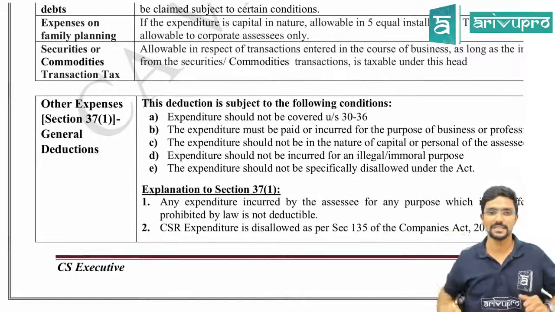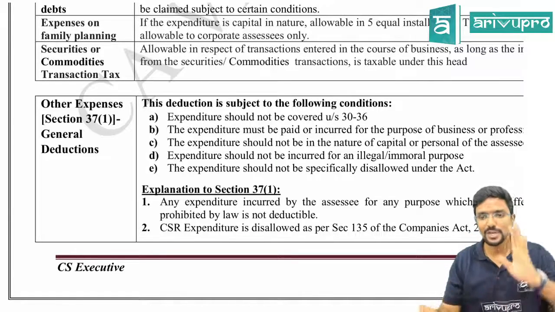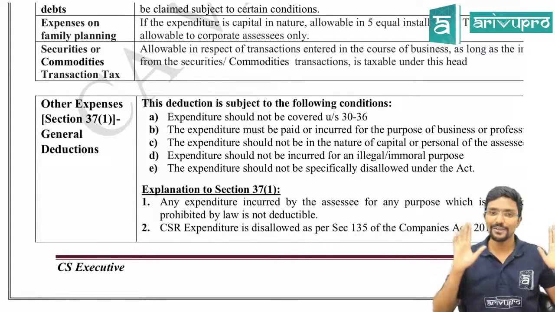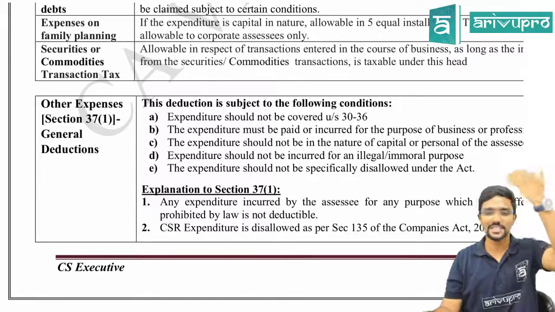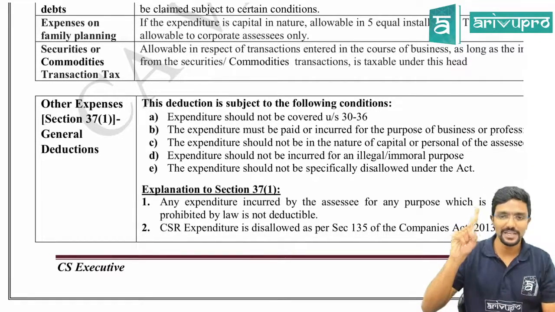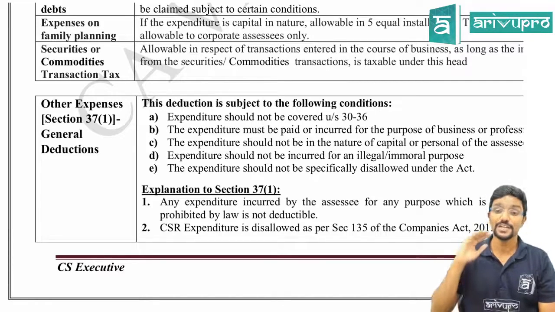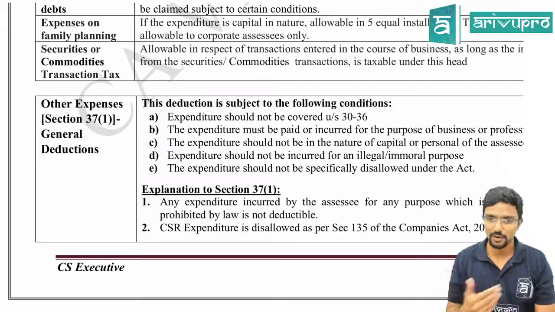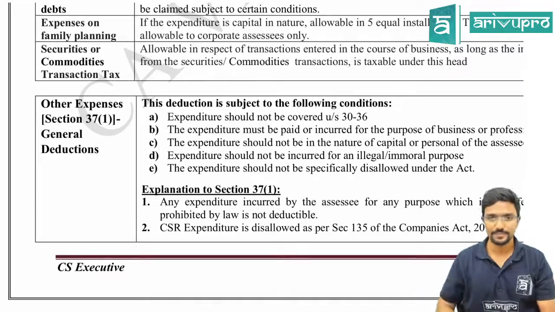So we are done with 36. 37(1) says any other expenses you have incurred but not covered from section 30 to 36, we will allow, provided the following conditions are satisfied. Sir, what are those? It is not covered from section 30 to 36. It should not be capital in nature. It should not be personal in nature. Then it should not be immoral or illegal. And the last condition is it should not be specifically disallowed. There are some expenses which are disallowed. So whatever expenses you are incurring, they should not be disallowed. Agree?